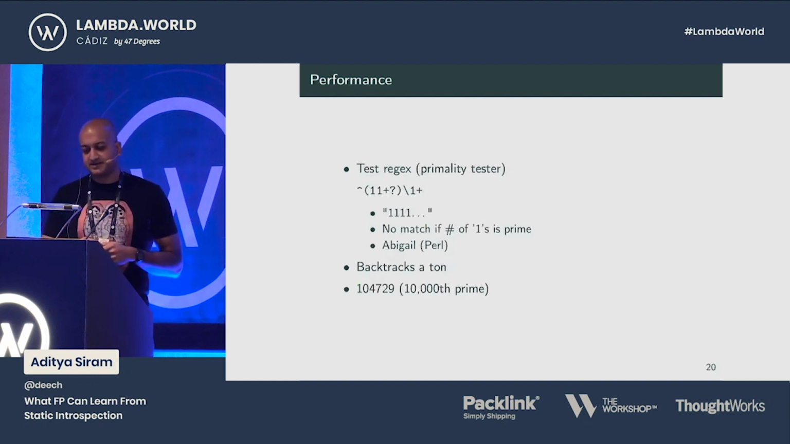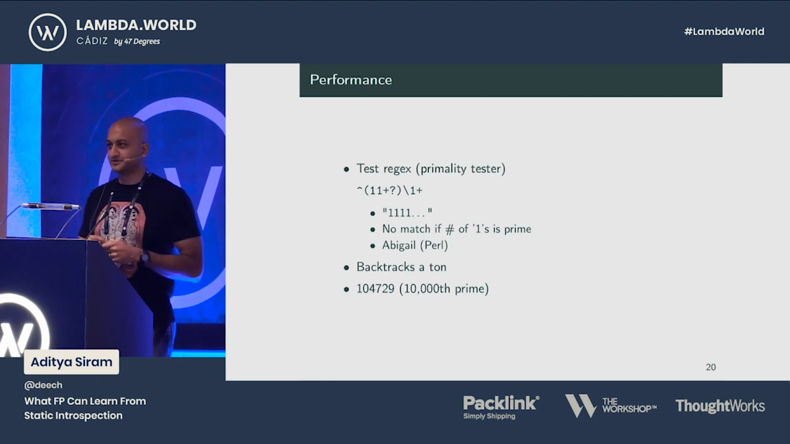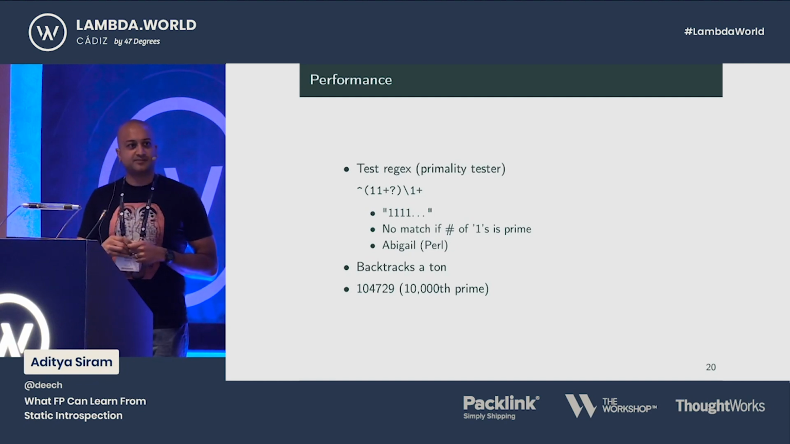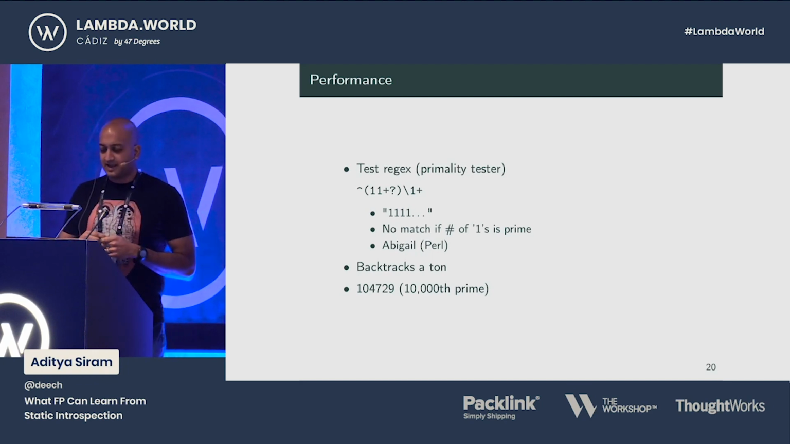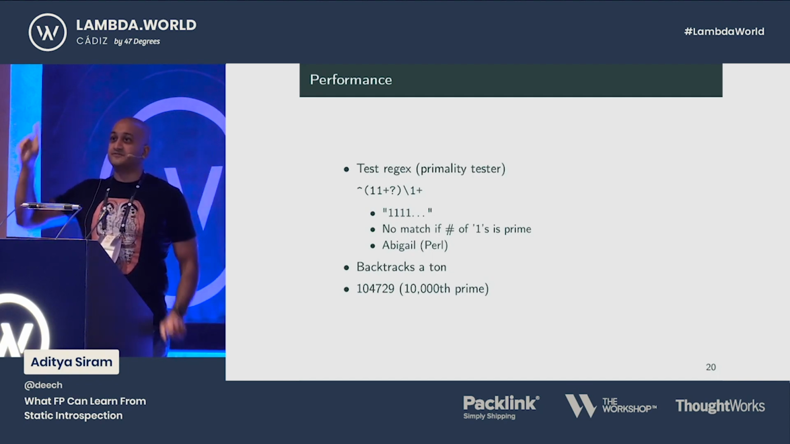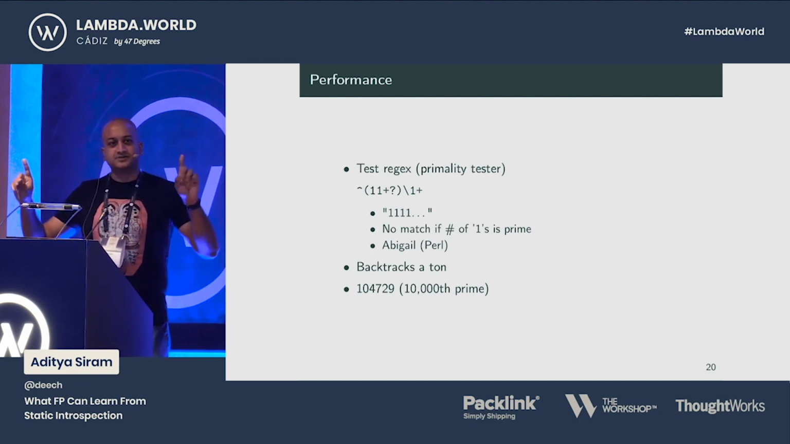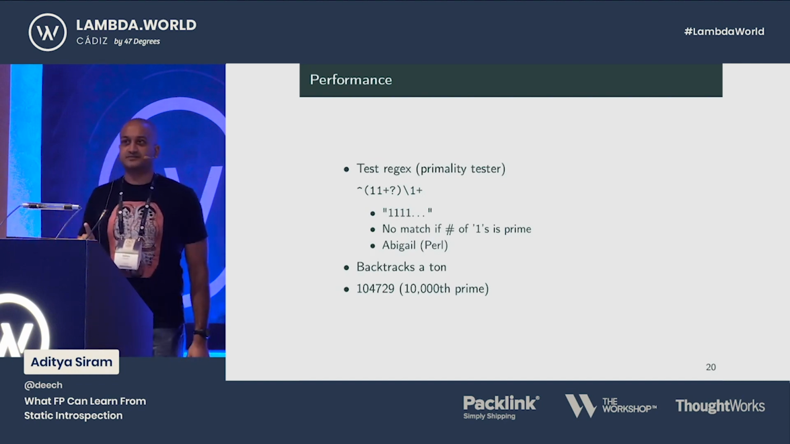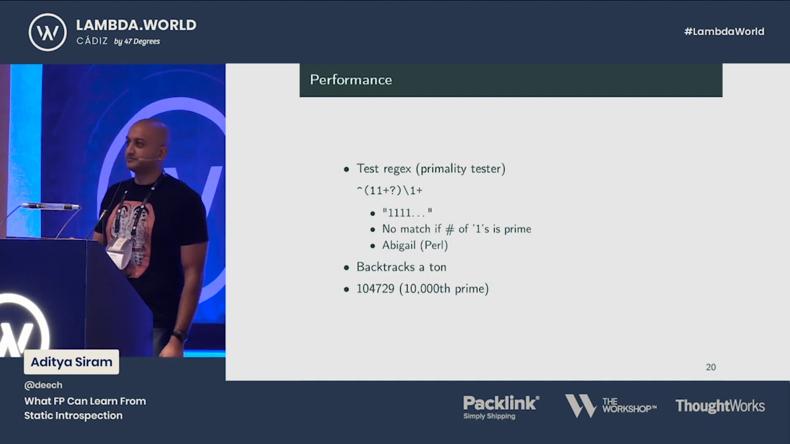So I ran this on a primality tester regular expression. By the way, this is really cool. It was invented by a Perl hacker named Abigail about 20 years ago, I think in the 2000s or so. Basically what it does is it takes a string of 1s. If there's a prime number of 1s, it fails to match. If there's a non-prime number of 1s, it succeeds. So this is a negative tester. If this regular expression fails to match, it is prime. If it matches, it is not prime.